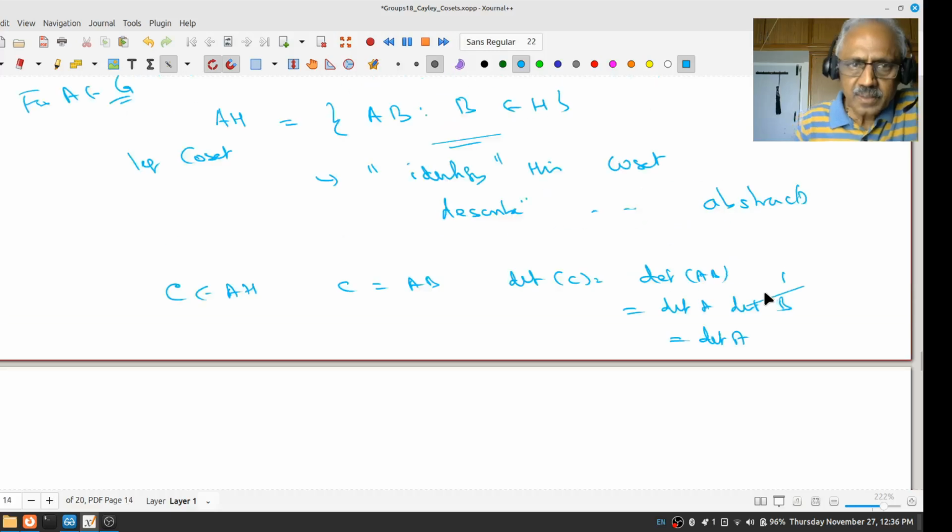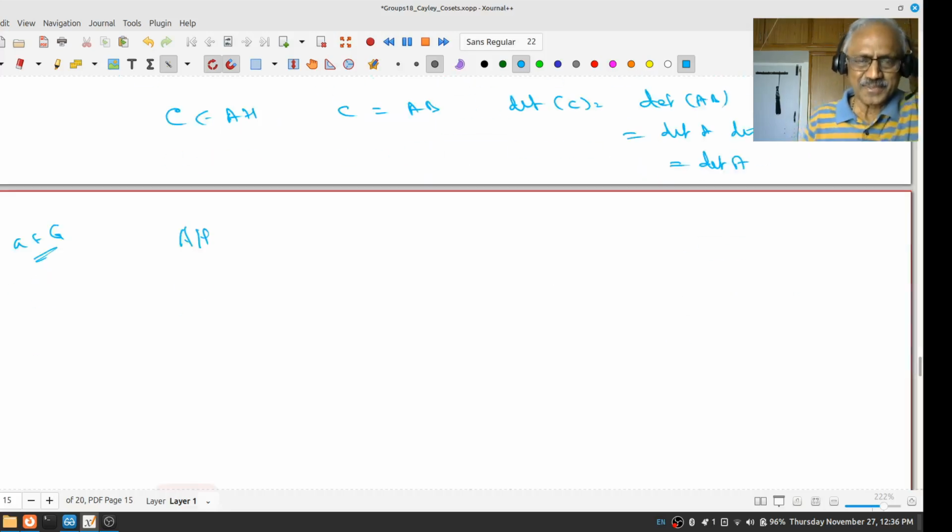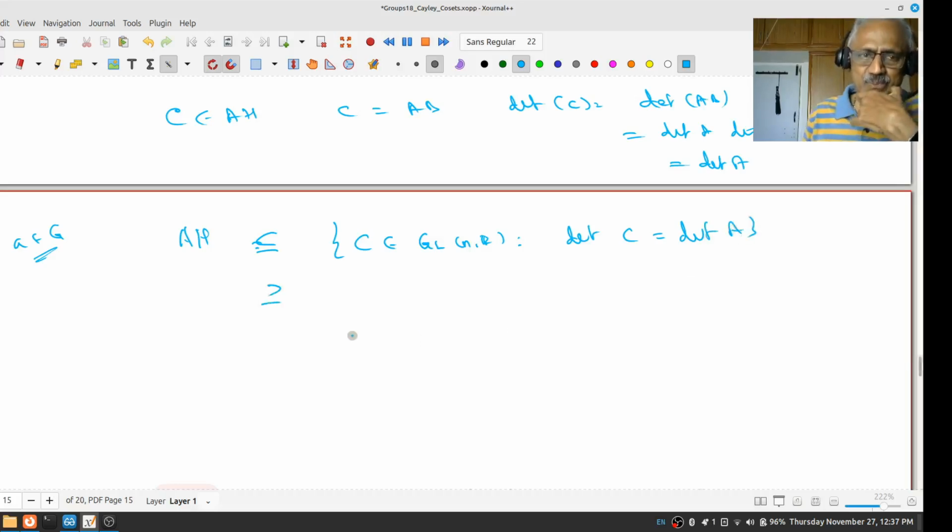Right? Therefore, A is unfortunate, both are capitals. Maybe I should have chosen the element of a matrix as lowercase a, then it would be easier for you. Anyway, this is contained in this subset: C in GL n R such that determinant of C is the same as determinant of A. But I want to say this equation is also true, that is, I want to say these are equal.